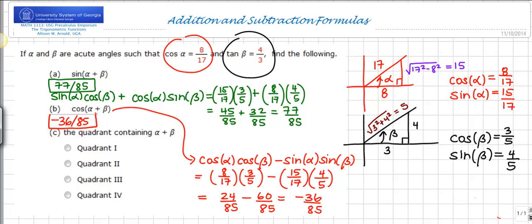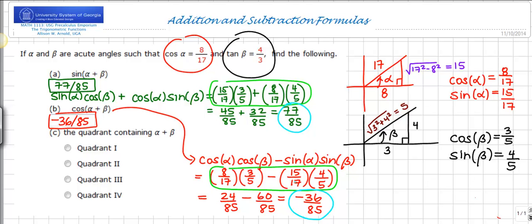Now, if the calc pad had popped up, then we could have just left our answers here or here if we had a calc pad, okay? But in the absence of the calc pad, we're going to take it down to a nice fraction.